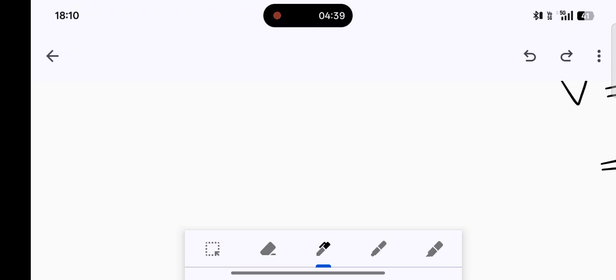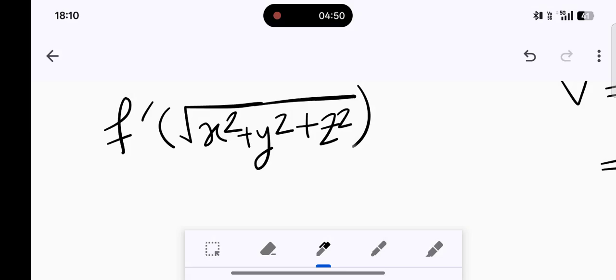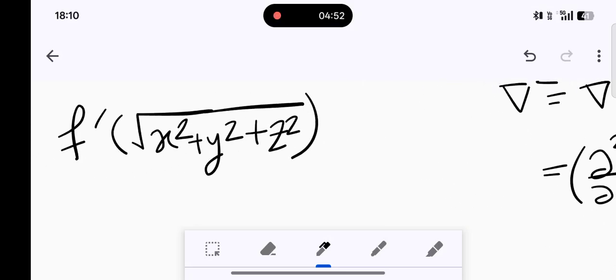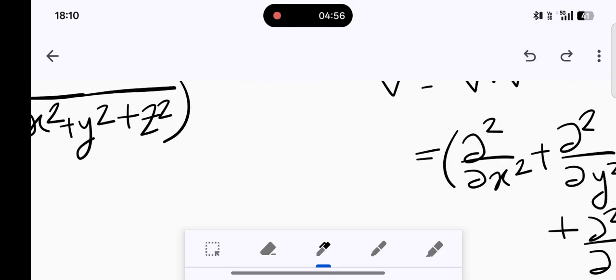First of all, the single differentiation. This is f dash of root over x square plus y square plus z square, right? Into, now the thing is we have to differentiate the inner function, which is something like that.